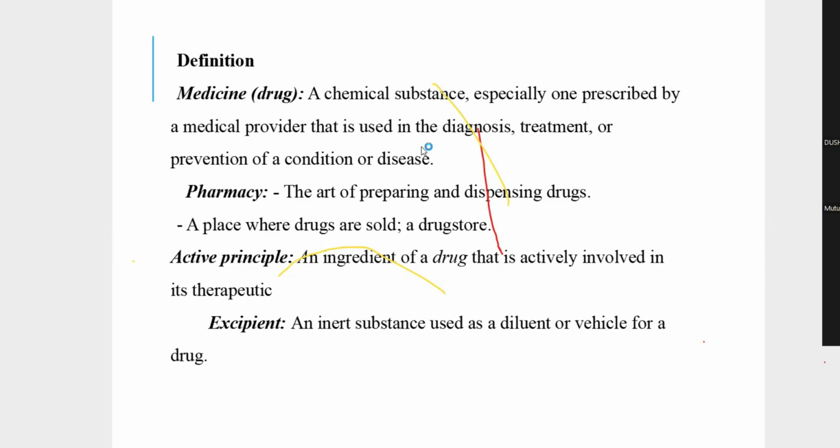Dosage is the quantity of an active principle, I think this you know, that can be taken or absorbed at any one time. Dose is just a quantity of medication or medicine that is prescribed to be taken once.